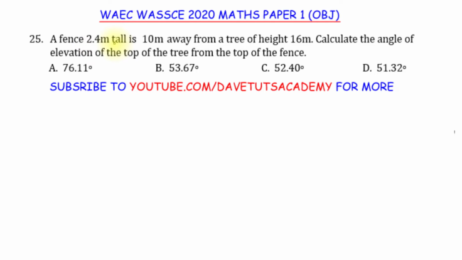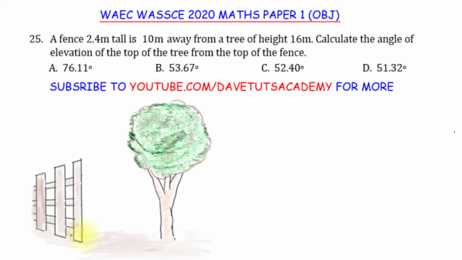A fence 2.4 meters tall is 10 meters away from a tree of height 16 meters. We have to calculate the angle of elevation of the top of the tree from the top of the fence. A picture is worth 1,000 words. So this is like a pictorial view of what we should be looking at. Okay. And in looking at it like that, we have this. Let's say this is our horizontal ground.